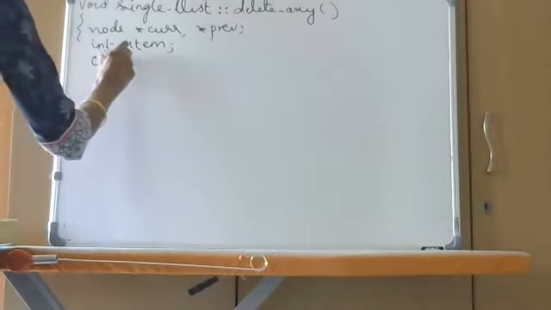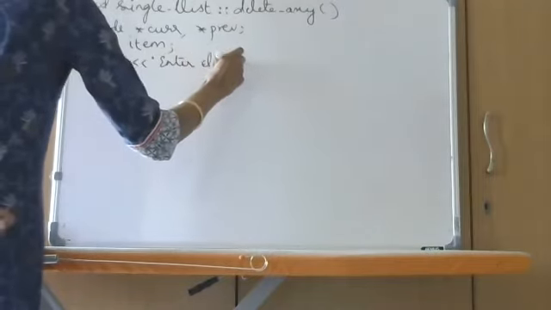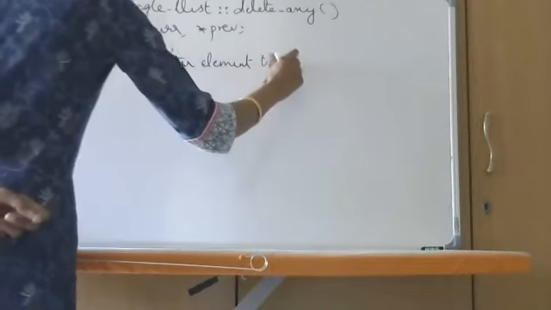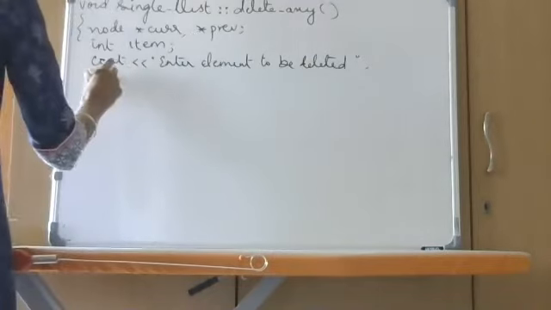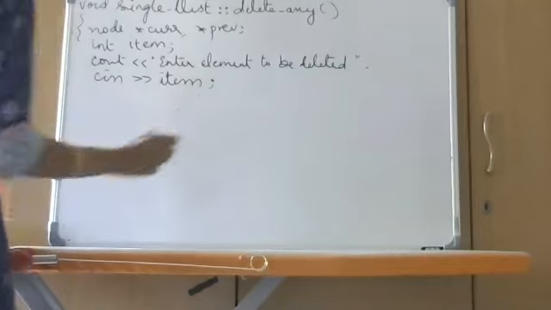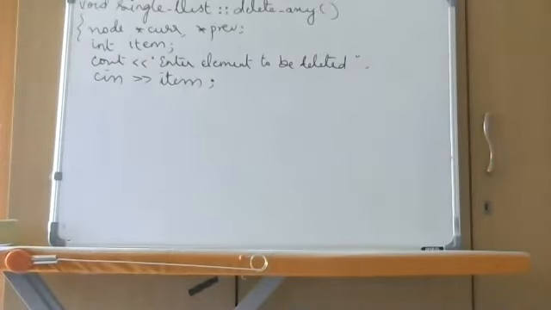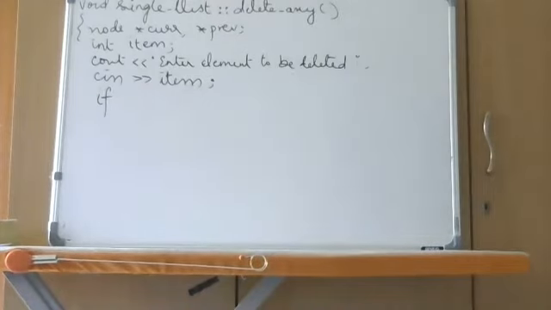So I will write cout enter element to be deleted, cin item. So I have accepted what element has to be deleted. Then the first thing I will check is if my linked list is empty. How do I check that? Because in all the conditions, before you delete, you should always check whether the linked list is empty or not. If it is empty, then you cannot delete it.